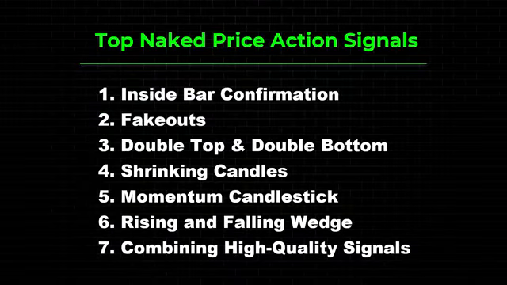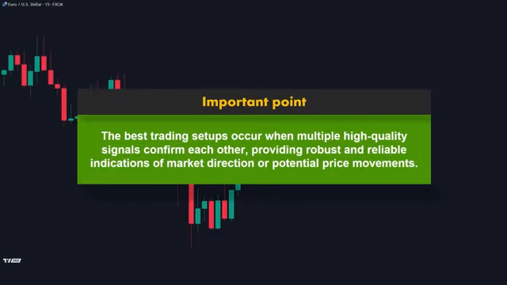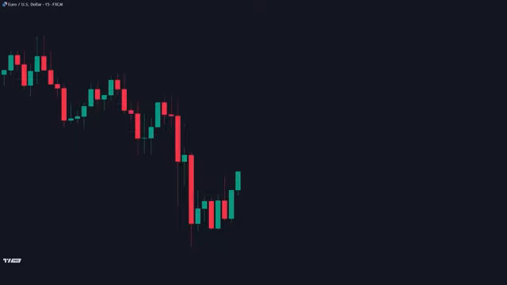Combining high-quality signals. The best trading setups occur when multiple high-quality signals confirm each other, providing robust and reliable indications of market direction or potential price movements. For example, let's break down a high-quality trade setup.